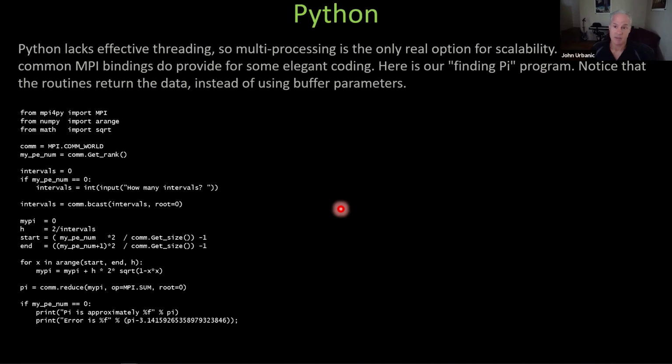Likewise, I said MPI has lots of other language bindings. The only one I'll talk about besides C++ is Python, because this is very popular. Python, as a matter of fact, doesn't have real threading in it, so multiprocessing is really your only option for scalability. That's a whole separate issue, but MPI then gives you a very nice way to do multiprocessing in a way that's clean and well defined.